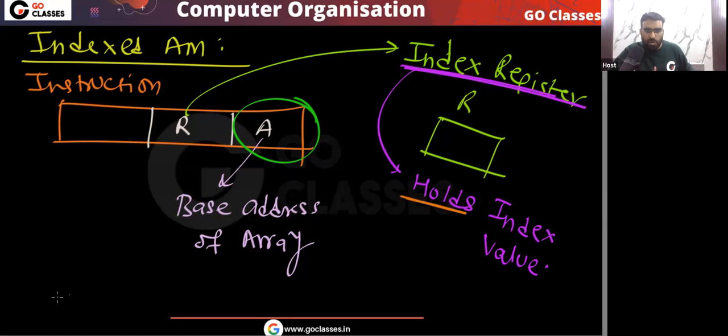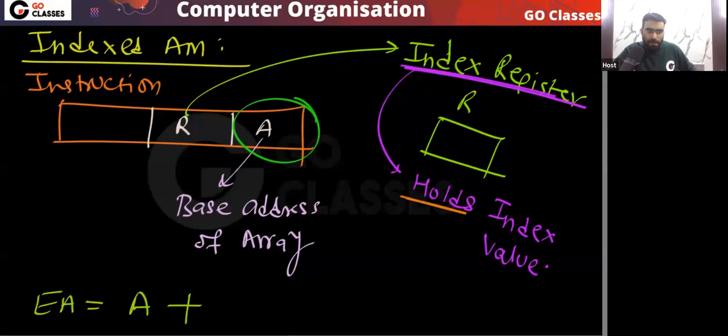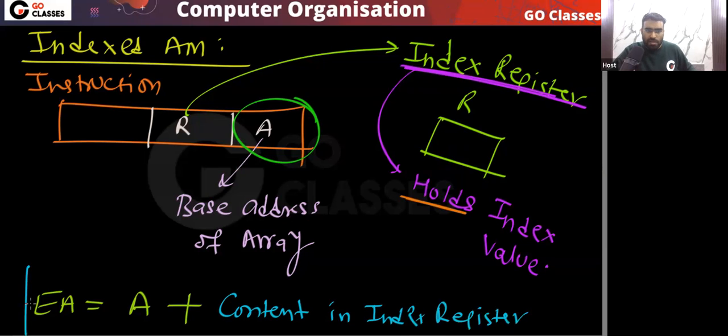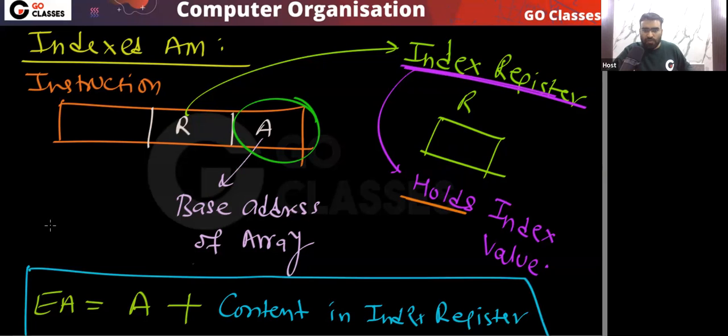Understood? What will be the effective address? The effective address will be this A plus the content in R, the content in the index register. This will be the effective address of the operand. So very simple. Is this clear to everyone? Let me know.